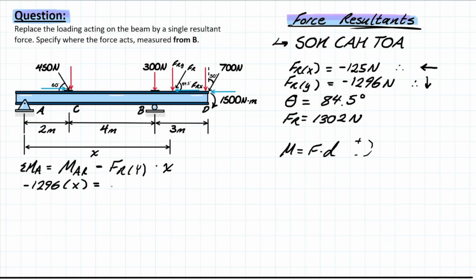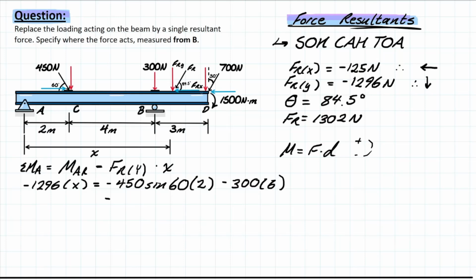The 450 first, creating a clockwise rotation. All of these are going to be creating clockwise rotations, by the way. So if you are confused by the sign, that is why I'm just brushing over it. They're all going to be negative. So we have 450 sine 60, and that distance is going to be 2 meters away from A. We have the 300, which is 2 plus 4, which is 6 meters away.